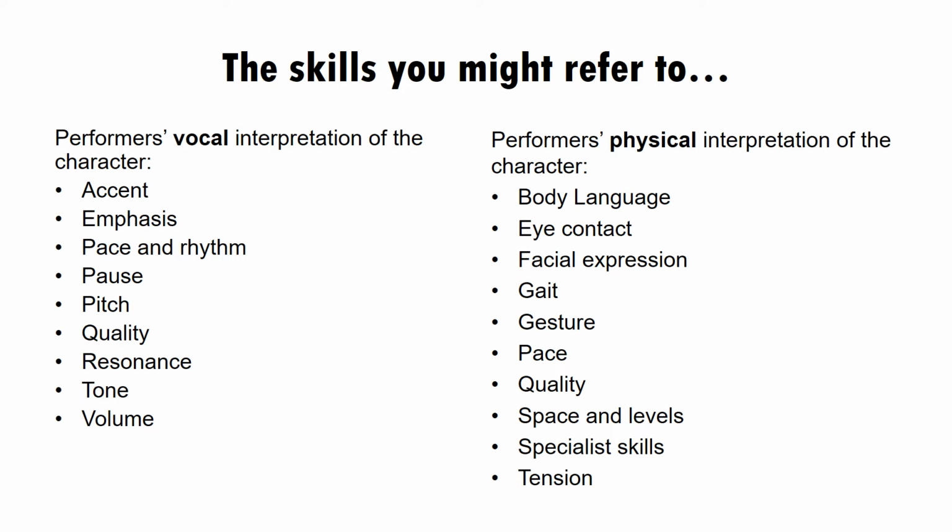Then you also will be wanting to think about your physical interpretation of the character: the use of body language, eye contact, facial expression, gait, gesture, pace, quality of movement, space and levels, any specialist skills, and the use of physical tension. So these are just some of the things that you can refer to throughout your response. And it's really important that when you're revising for this question, you really understand what all of these words mean so you can use them and think about them in your response.